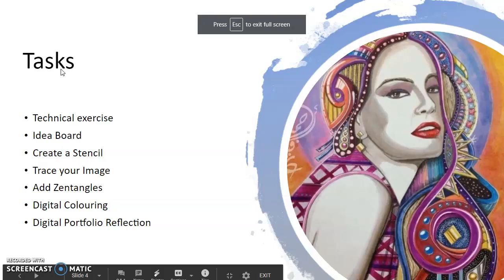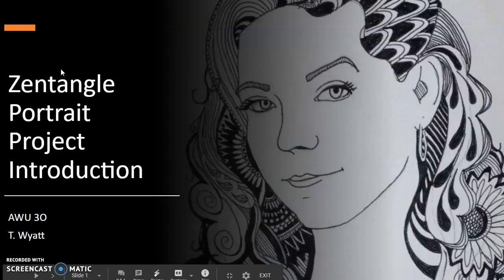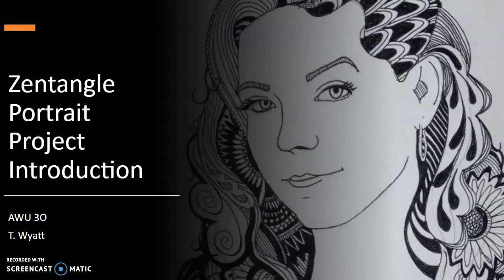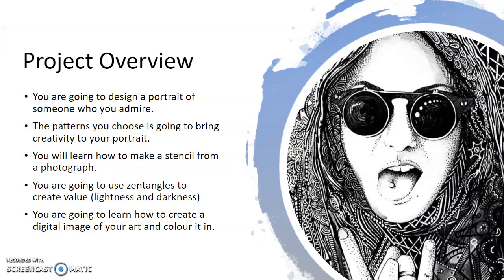So now is my part of the creative process. It's my job to sort of get you pumped up on what we're doing. So this project that we're working on now, it's called a Zentangle Portrait project. So I'm introducing kind of what we're doing generally here to get you all set up. So what we're going to do is basically we're designing a portrait of someone that you admire. So before you start freaking out thinking, oh, I can't draw people, don't worry. We're going to create a stencil of somebody from a photograph, and then we're going to trace it. So don't freak out about the drawing people part.